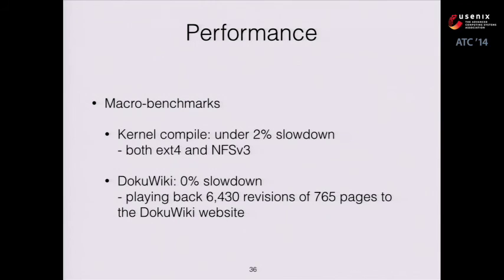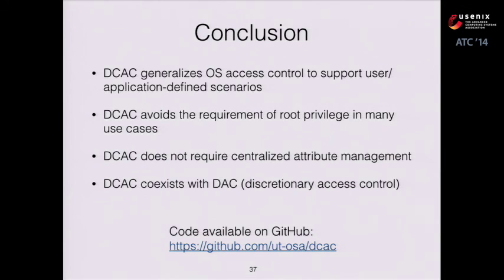We also have several macro benchmarks. For the kernel compile workload, we observed under 2% slowdown for both ext4 and NFS. And for DokuWiki, we didn't observe any slowdown when we played back over 6,000 revisions to our website. And to conclude, DCAC generalizes OS access control to support more user or application-defined scenarios. And DCAC avoids the need of root privilege in many use cases. And it doesn't require centralized management of attributes. And finally, DCAC coexists with discretionary access control. Our code is available on GitHub, and thanks.